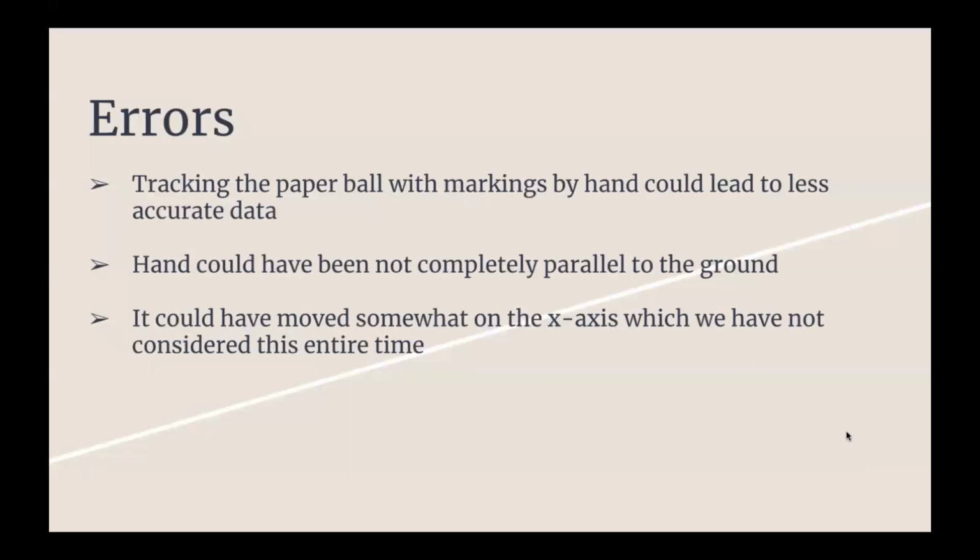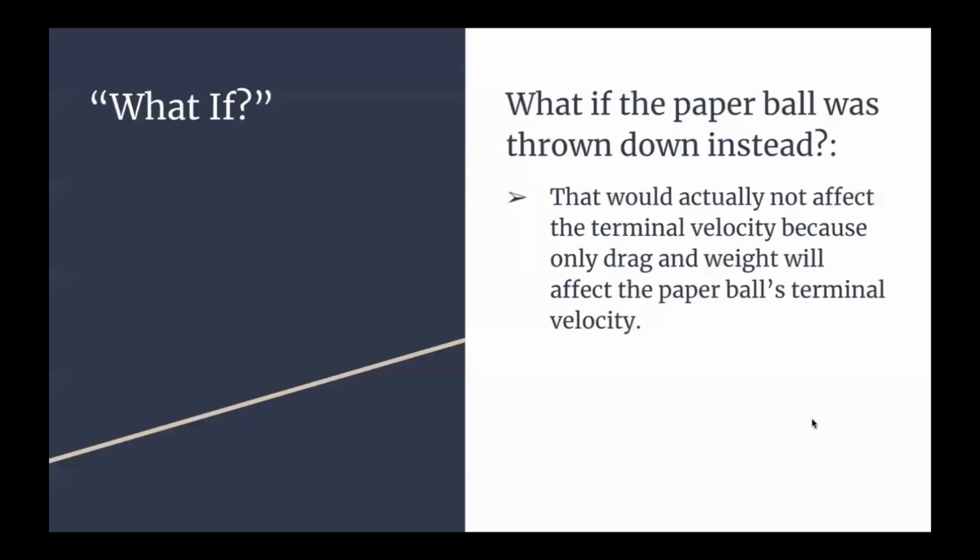Some errors possibly made in this experiment: tracking the paper ball with markings by hand could lead to less accurate data in the Tracker app. The hand could have not been completely parallel to the ground when dropping the ball. The paper ball itself could have also moved somewhat on the x-axis, which we have not considered this entire time as we're only looking at the y-axis.